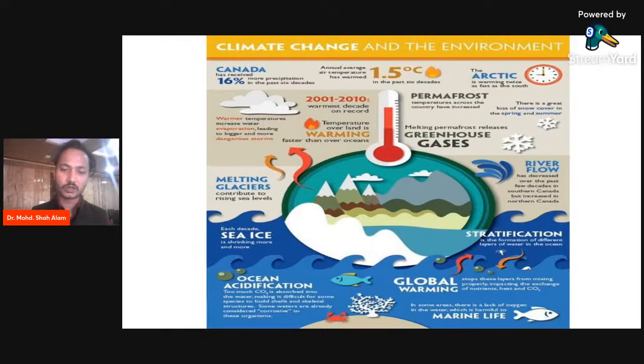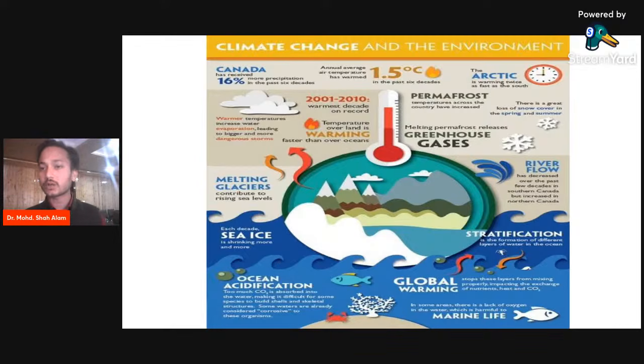In this scenario, I have put all the global warming impacts currently happening in the zone in this era. Like Canada receives 16% more precipitation in the past 6 decades. Average annual air temperature has warmed by 1.5 degrees Celsius in the past 6 decades. It is also reported by Times of India that when the Earth increases its temperature by 1.5 degrees Celsius, it will harm the crop production and the livestock production also.